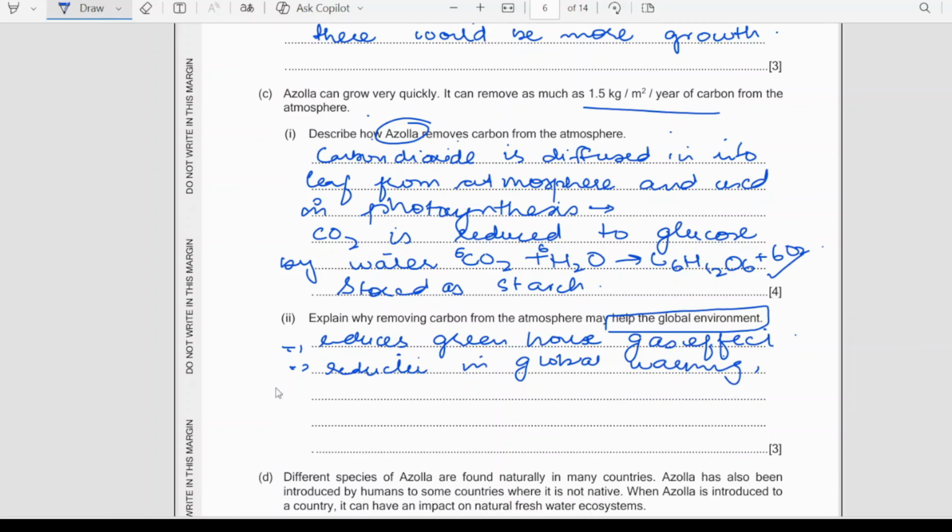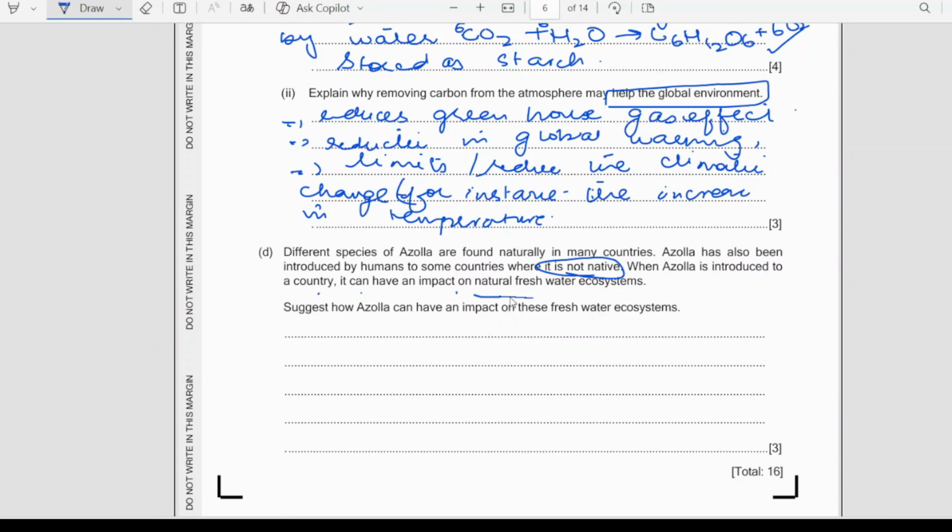Next part. Different species of azolla are found naturally in many countries. Azolla has been introduced by a human to some countries where it is not native. So, when azolla is introduced in a country, it can have an impact on the natural water ecosystem. Suggest how it can have impact on these fresh water ecosystem. Like, what will it take from the ecosystem?